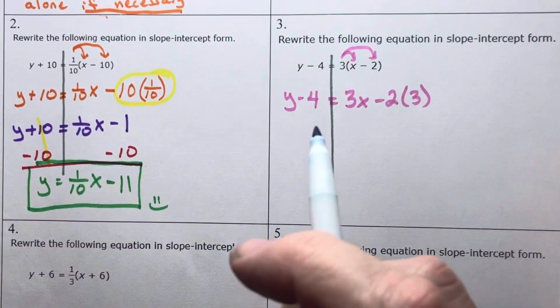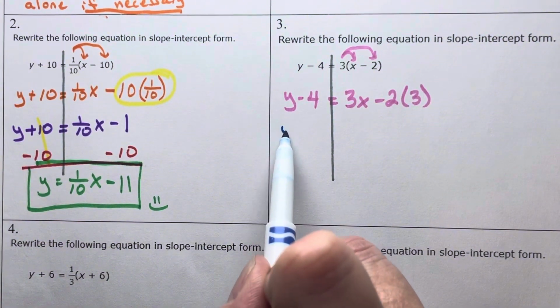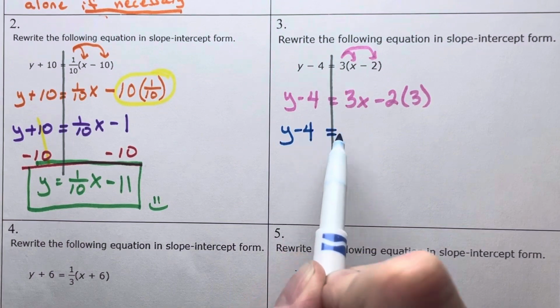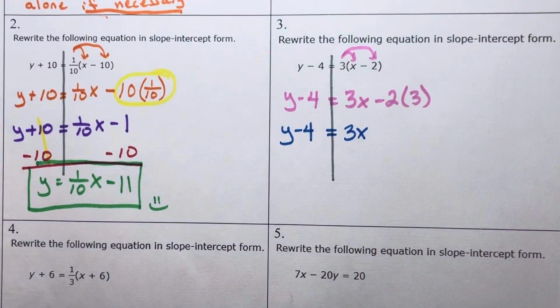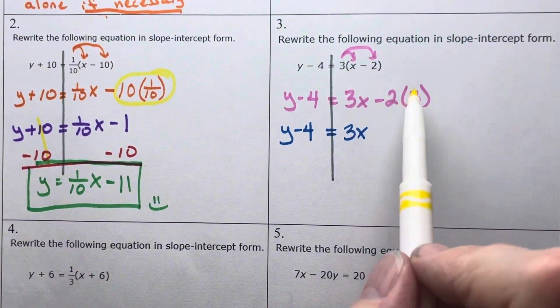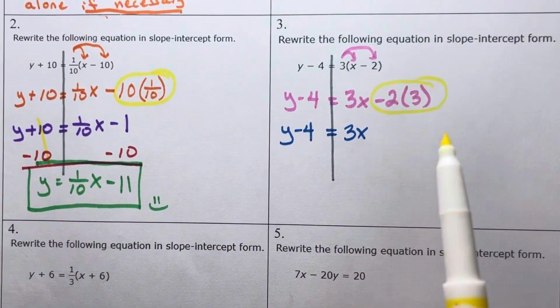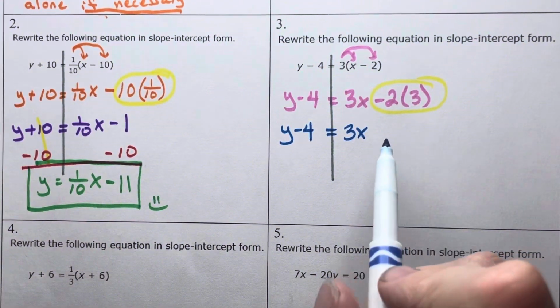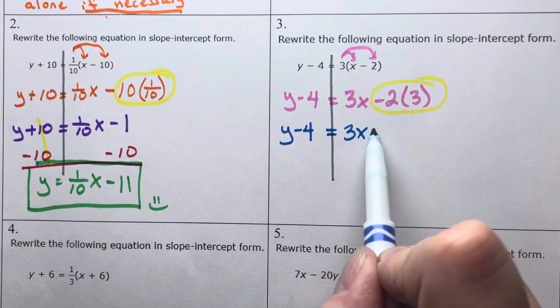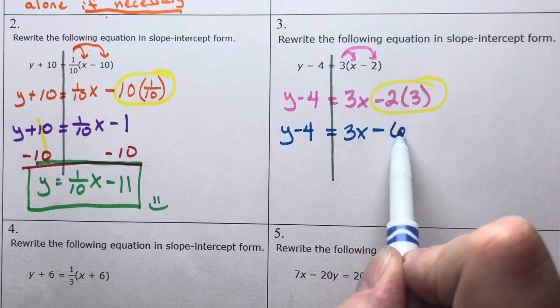Let's clean it up just a little bit. Y minus 4, waiting its turn to be used. 3x, bring that down. And then we have a negative 2 times a positive 3. And hopefully you remember that a negative times a positive is a negative, and 2 times 3 is 6.